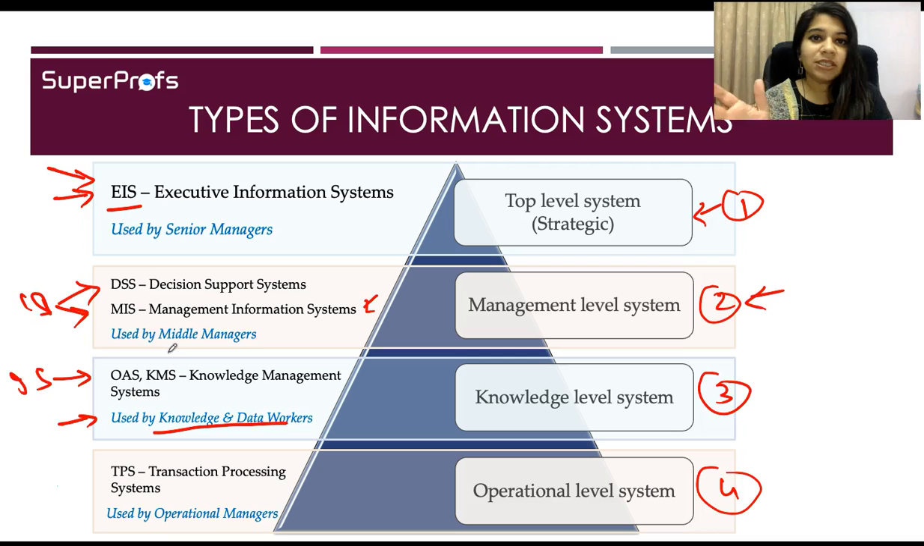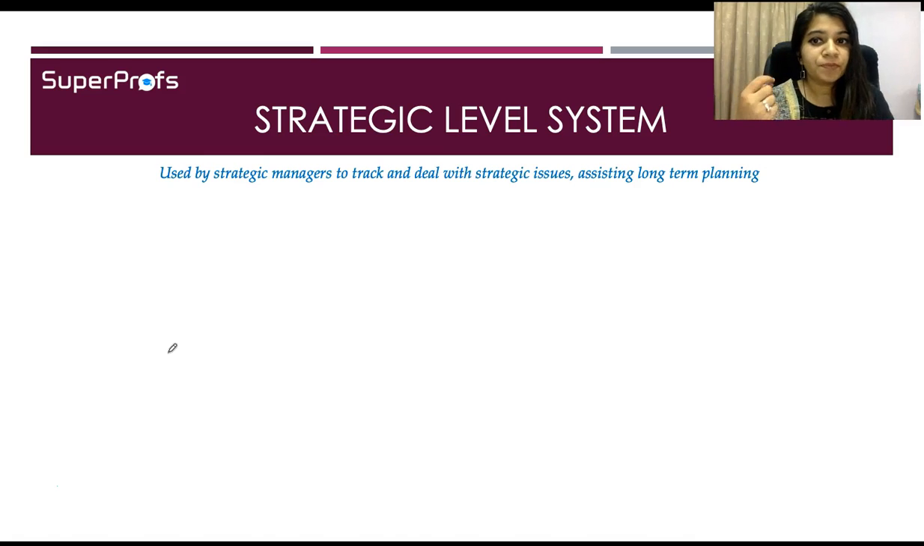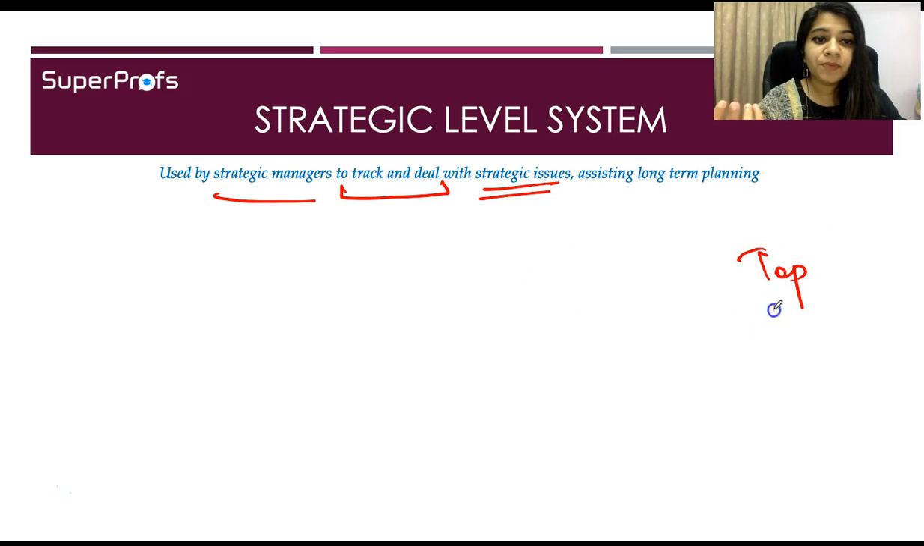All right, so these are the four different types of information systems. Now we will start studying them one by one. So we'll start with the strategic level system or the top level system. Now, as I mentioned, this is used by strategic managers. And why would they require this information? They would require this information to track and deal with strategic issues. Right? Now, the top level management needs information for long-term planning. All right.